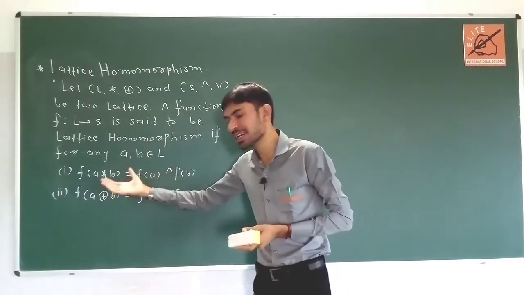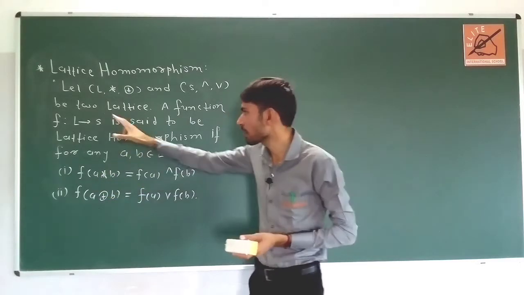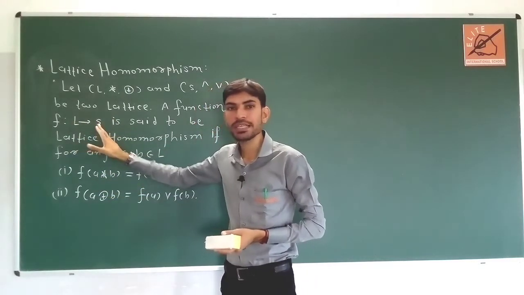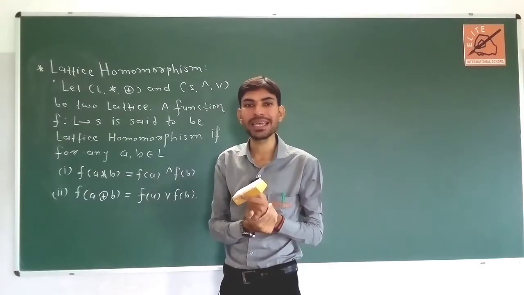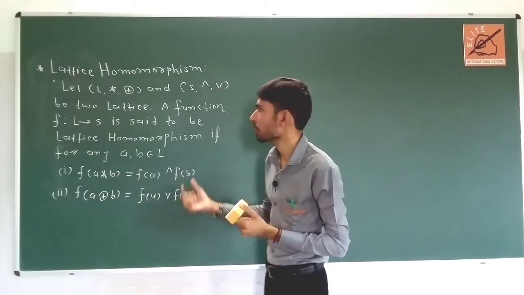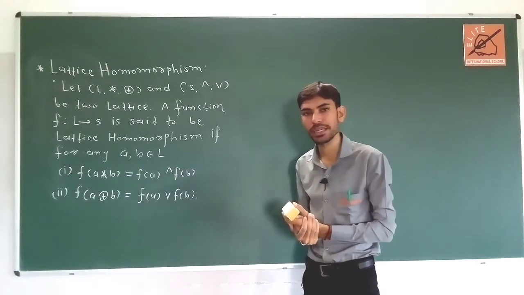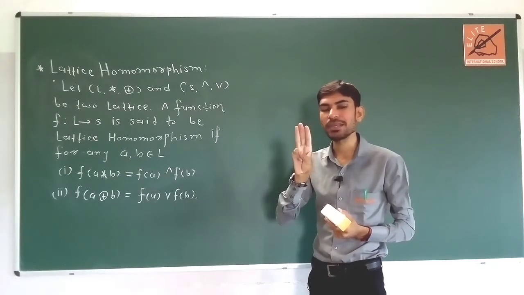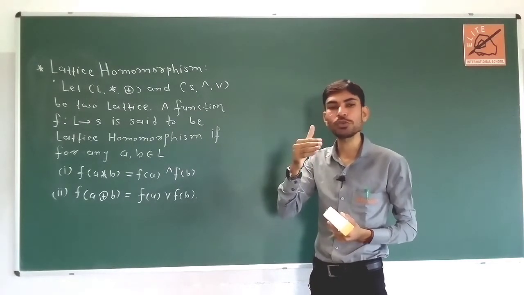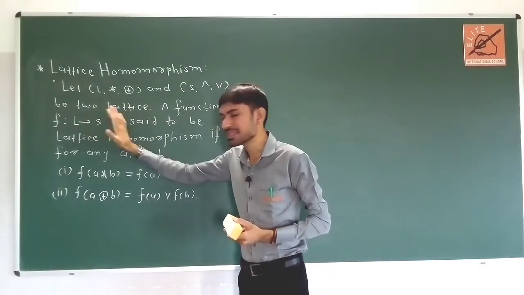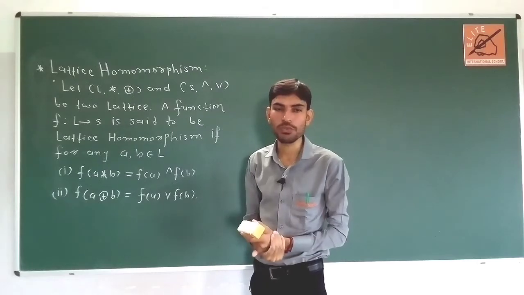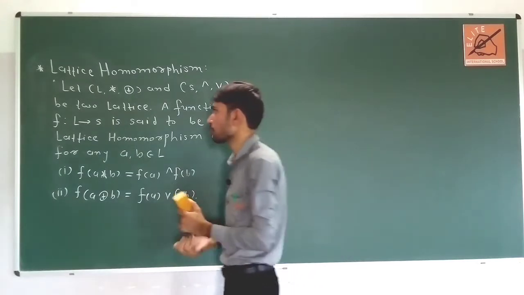If we add an additional condition, meaning our function f from L to S is one-one and onto function, then our function is said to be lattice isomorphism. So in the definition of lattice homomorphism we add a third condition, meaning our function f from L to S is one-one and onto, then our function is said to be lattice isomorphism. So write down the definition of the lattice isomorphism.